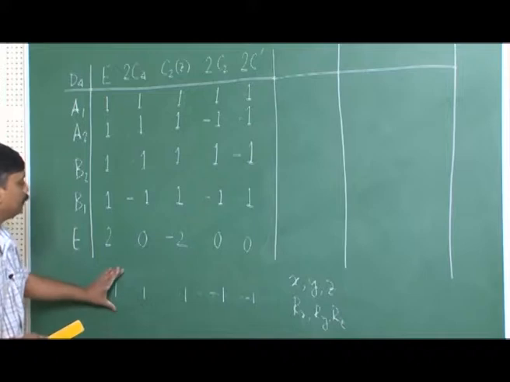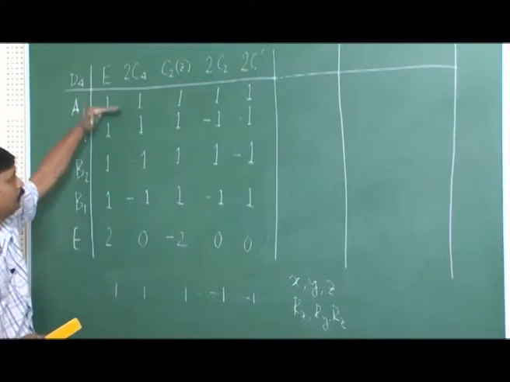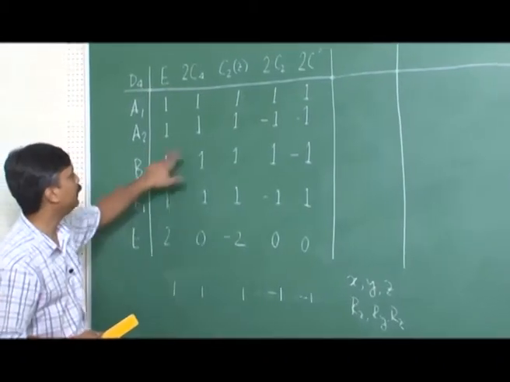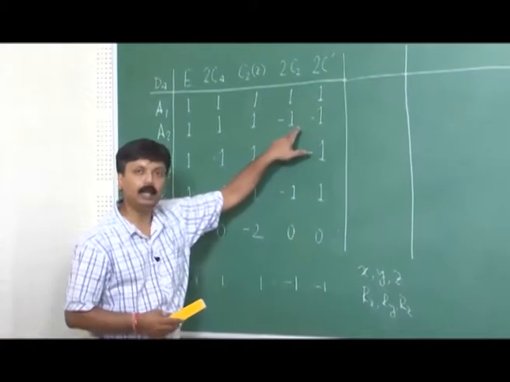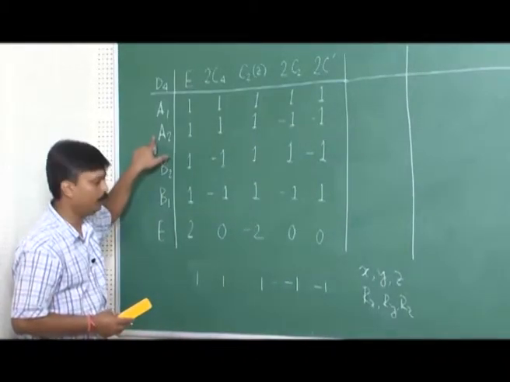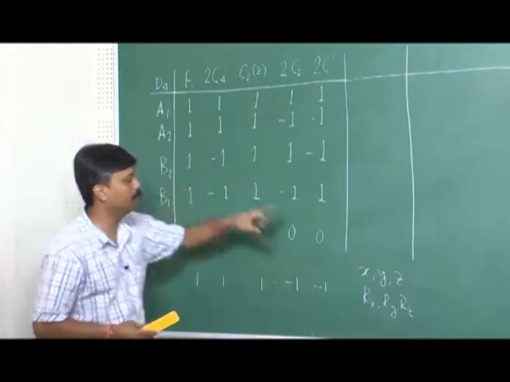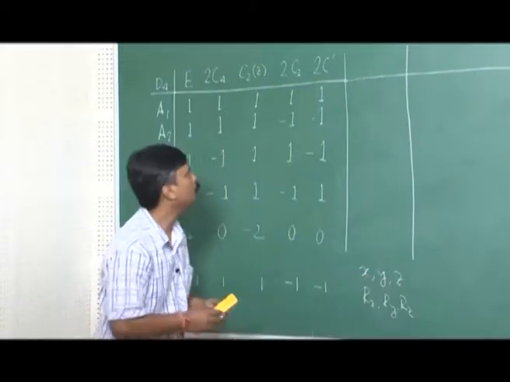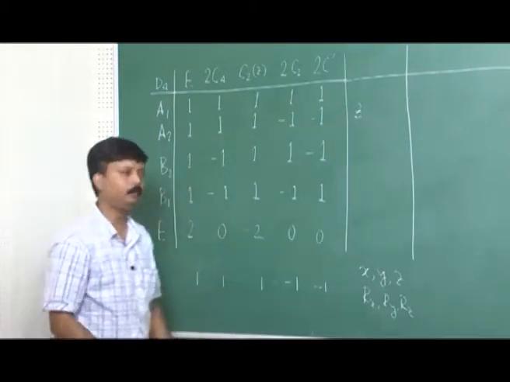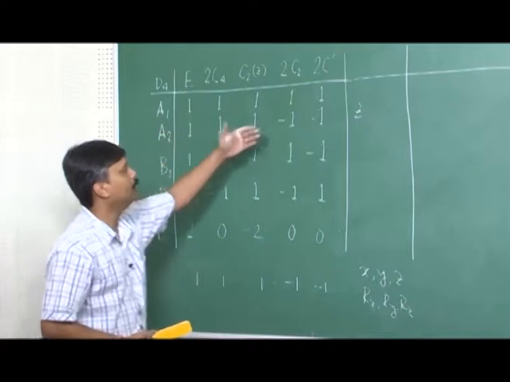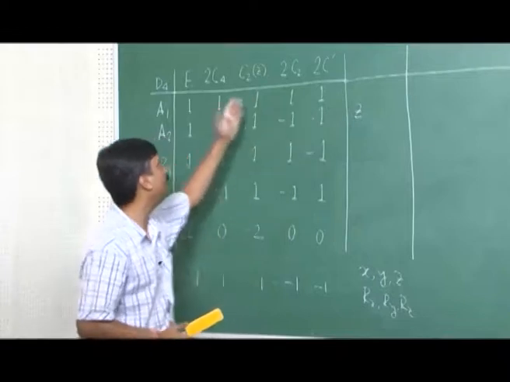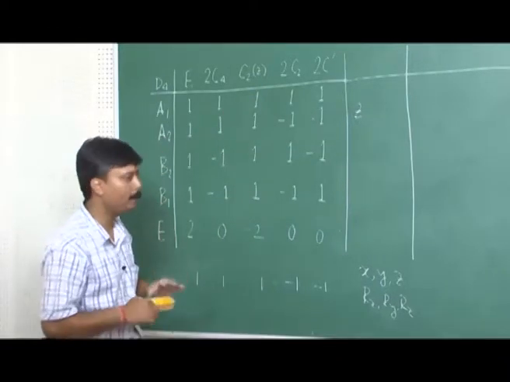Therefore you just compare this one with these 4 one-dimensional irreducible representations, and you see that this matches exactly with this one, correct? That means this A2 irreducible representation, okay, contains z as its basis function. So we ascribe z here, okay, and what we say is that this z transforms as A2, all right.